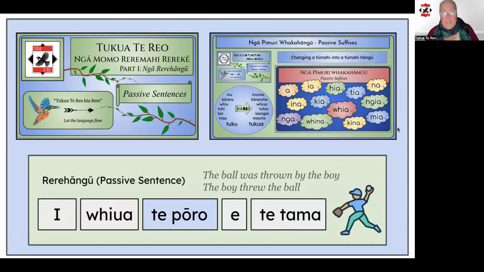In the video about Rerehāngū, I showed you how to structure the passive sentence structure by creating a tū mahi hāngū using a selection of pīmuri or passive suffixes, and then rearranging the order of the sentence to create the Rerehāngū. Coming up next, I'm going to show you how to negate them.